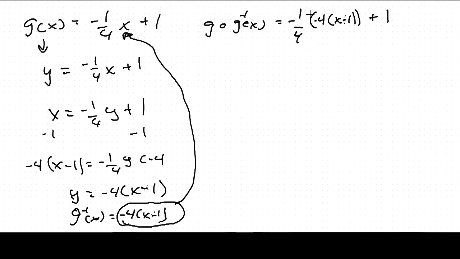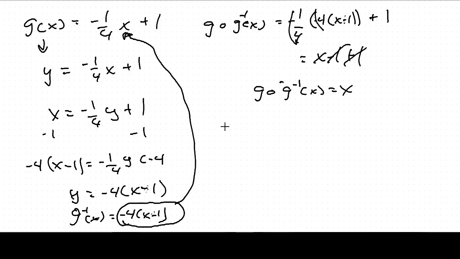When I multiply negative 1/4 times 4, what do you get? You get 1, so they cancel each other out. And so I'm left with x minus 1 plus 1. What do the plus 1 and the minus 1 do? Cancel, so it's just x. So g of negative 1 of x is equal to x. So I know that I have the right inverse function. That's the rule. Okay.